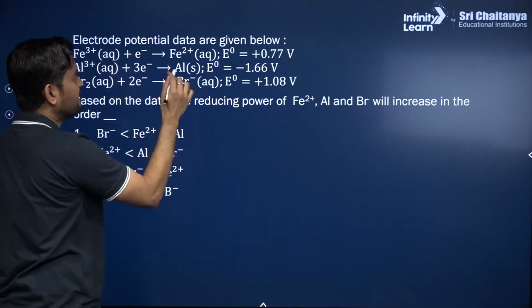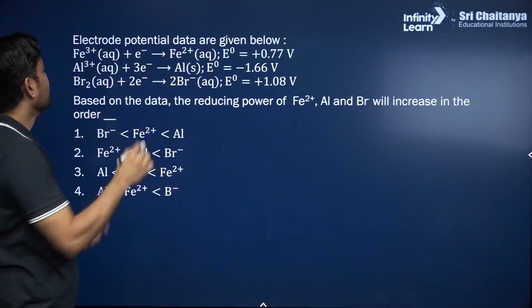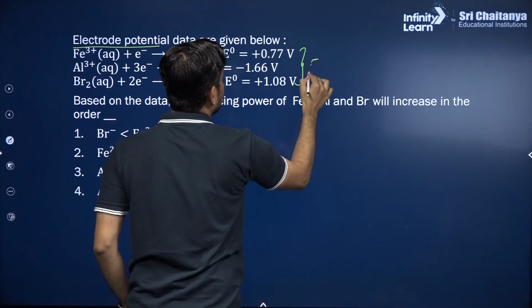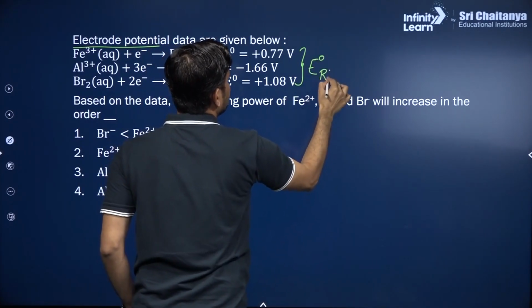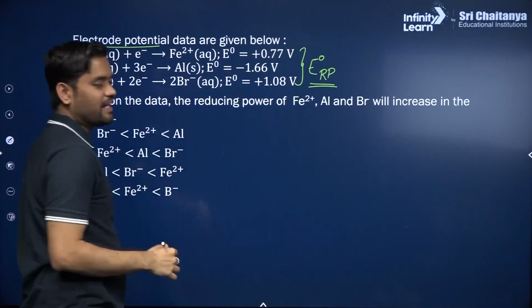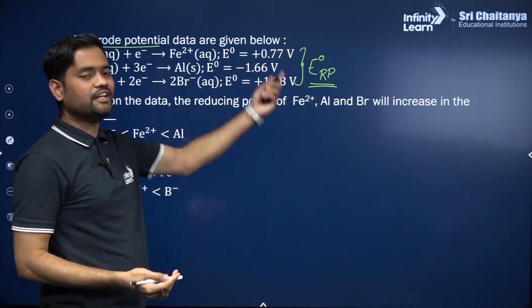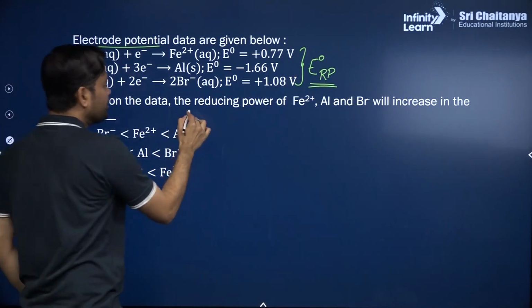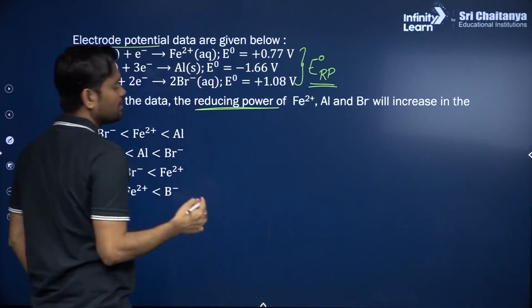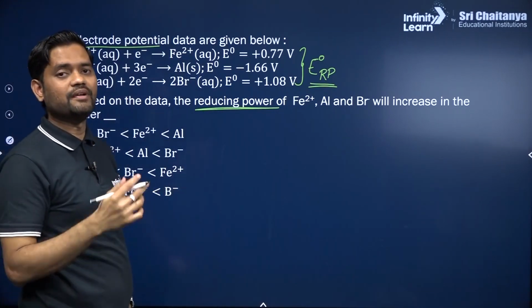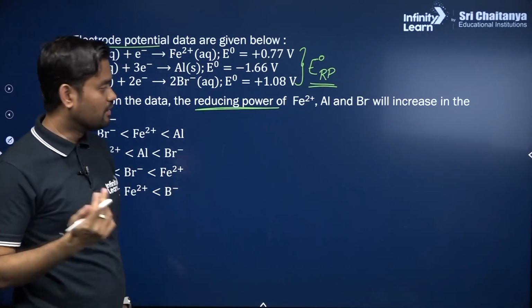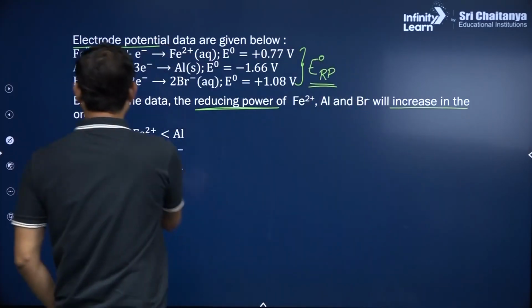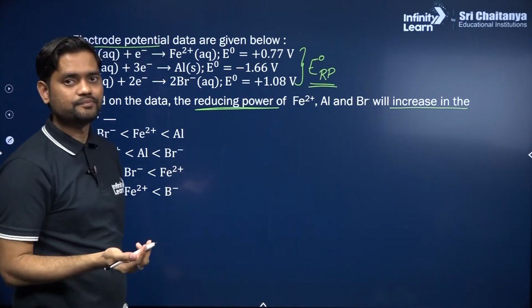Electrode potential data is given below. Since they are giving electrode potentials, this is all nothing but reduction potential. Standard reduction potential, please make a note of it. Standard reduction potential means they can easily undergo reduction depending upon their values. Based on the data, the reducing power, that means the ability to undergo oxidation, will be increasing in the order. They want increasing order.